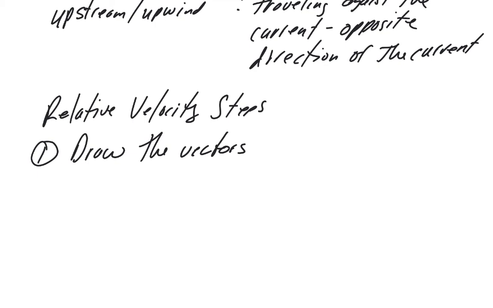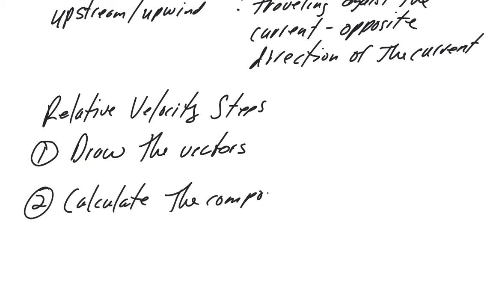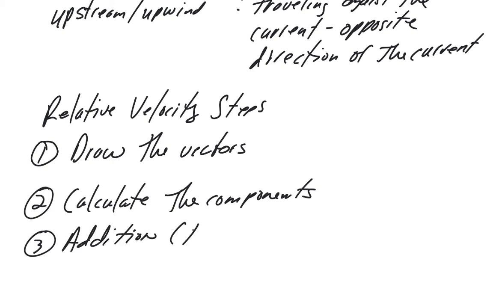Can you do it without drawing the vectors? Absolutely you can. But when you start making mistakes, you realize that that was a bad idea. So the second step, after I do that, is I'm going to want to calculate the components of each of the vectors. We're going to need that because I can't add vectors without knowing the components. Then I'm going to do that addition. I'm going to figure out what the resultant is in component form.